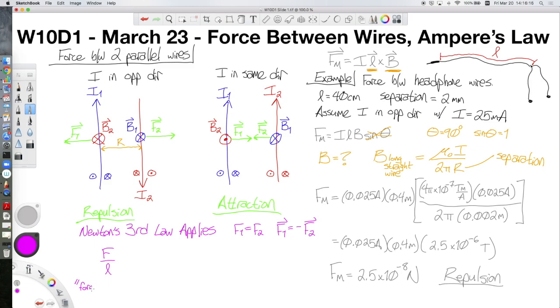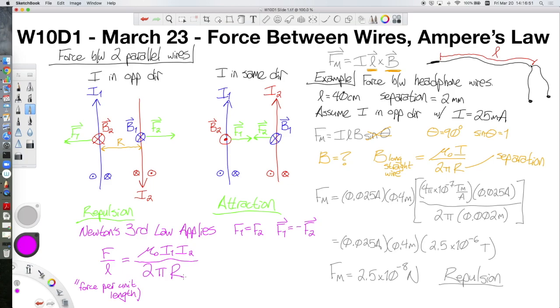force per unit length, which is just F divided by L. So basically, how much force would a 1 meter section of this wire experience? And by looking at our formulas that we had from our example on the other side of the page here, you can come up with a formula that is mu naught times I1 times I2 divided by 2 pi r, where again r is the separation between these two wires.